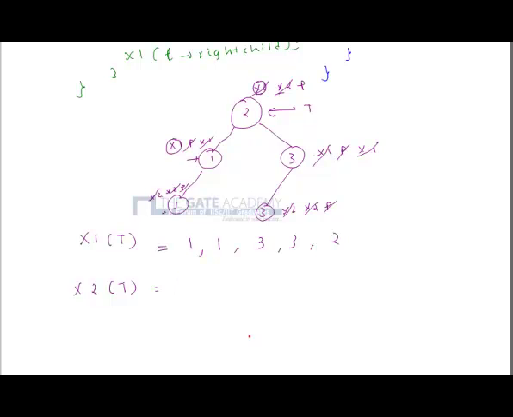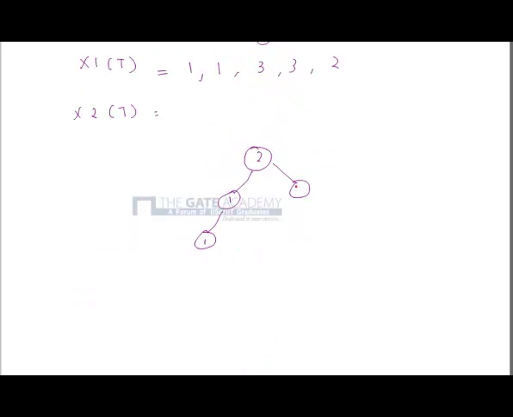Now let's look at x2 on t. For simplicity, I'll redraw the tree. Okay, so here we are calling with x2, so it will have x1 print x1, it will have x2 print, once again this will have x1 print x1, so it will have 1 1, then will immediately print root, so it will have 1 1 2 3 3. So answer to this question will be A.